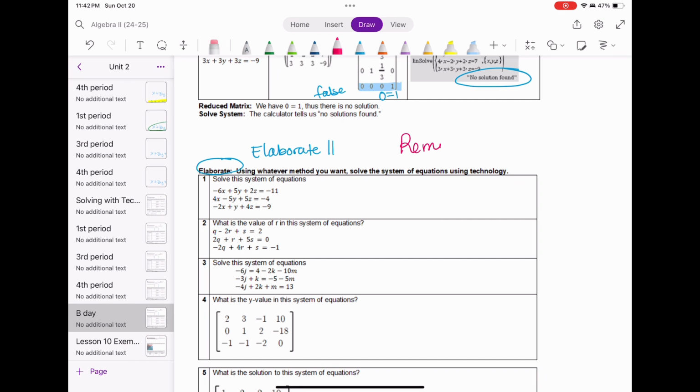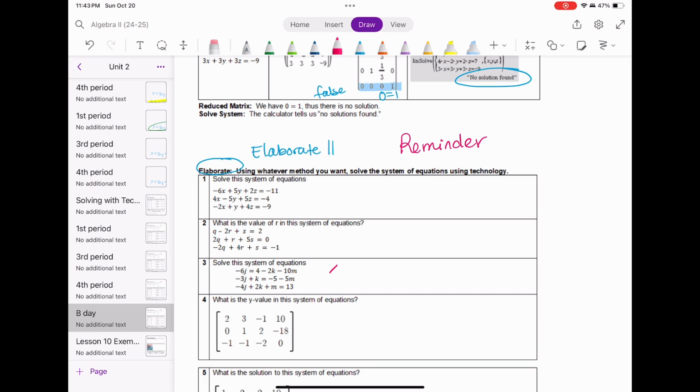Reminder that if they give you linear equations, then use linear solve in your calculator. But if they give you a matrix, then you can use the matrix calculator. Also, be careful and read the problems. Some questions are not asking for a solution, but they're asking for a specific value. So for example, number 2 is asking for the value of r, and number 4 is asking for the y value.